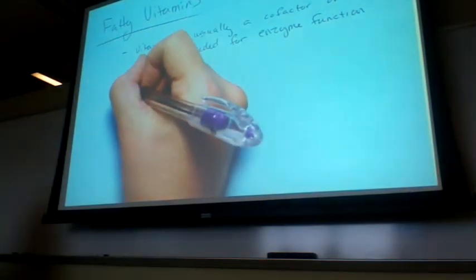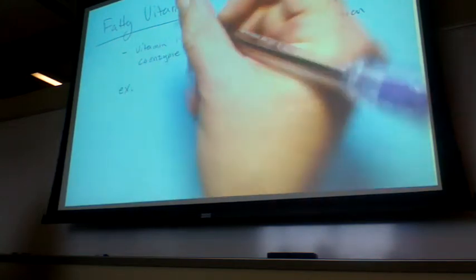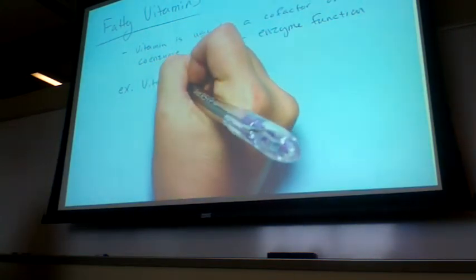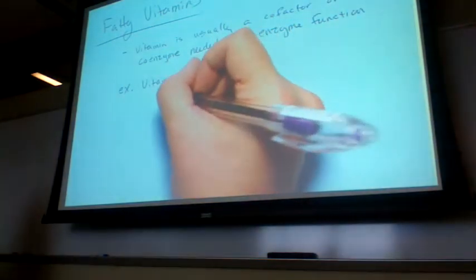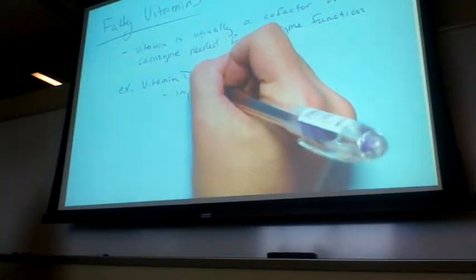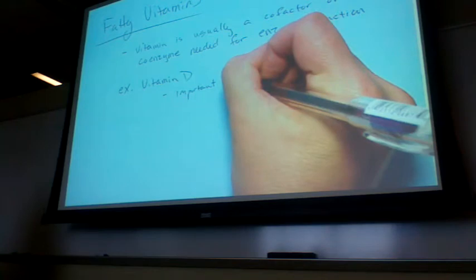Some examples of fatty vitamins. Vitamin D. Where do you get your vitamin D? Sun. It's important for regulation of calcium metabolism. You need calcium for a lot of different things, just one of which is bone growth. But vitamin D is important in using the calcium. And again, it's going to be working as a cofactor.